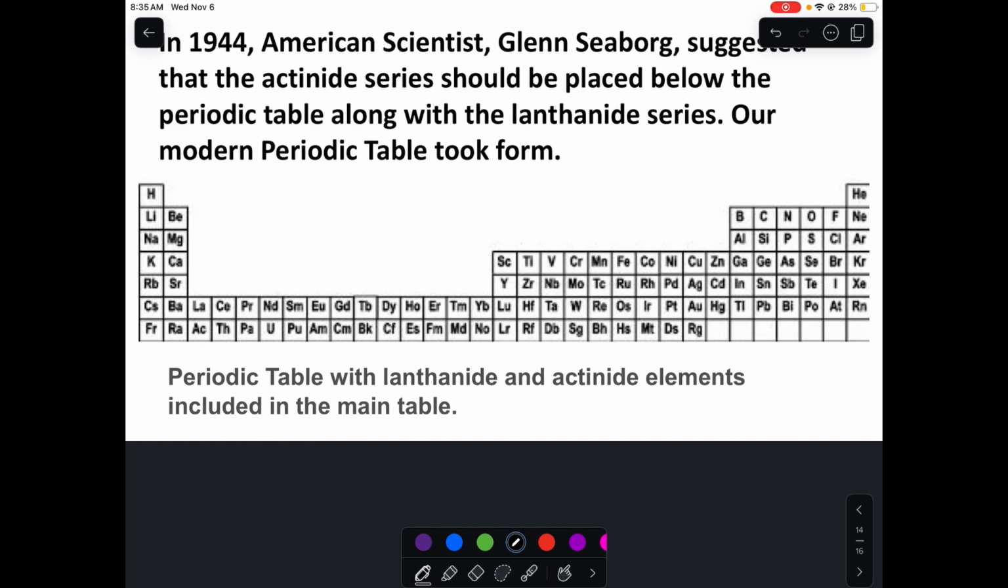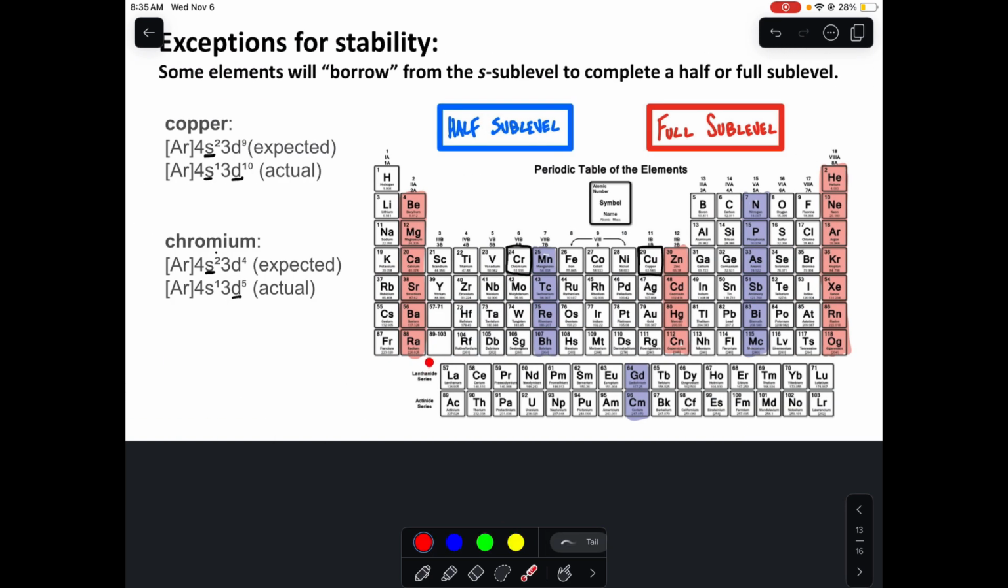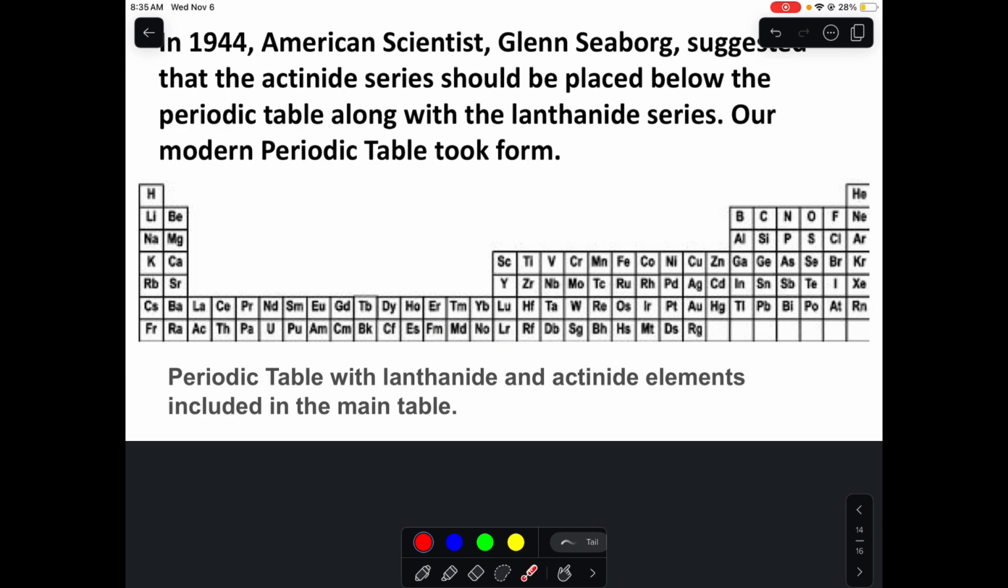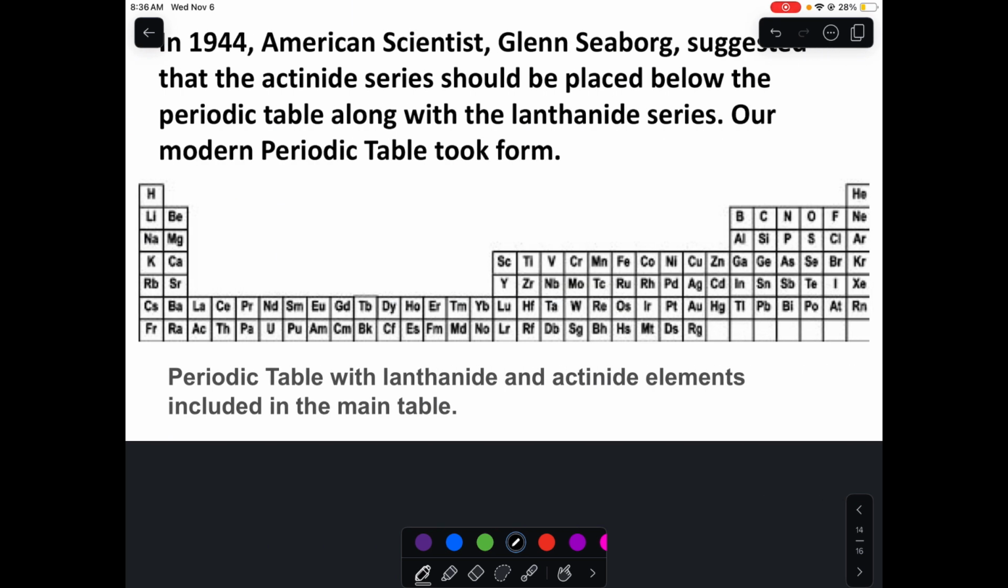All right, so in 1944, American scientist Glenn Seaborg suggested that the actinide series should be placed below, like we have it down here, the periodic table along with the lanthanide series. Our modern periodic table took form. So this is what it used to be. I know it's kind of weird looking at it down here, trying to understand where it goes, but I think this image shows that a little bit: if we're talking about energy levels, that's where these elements belong. So this is a good visualization of that.